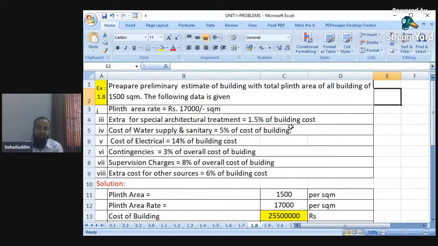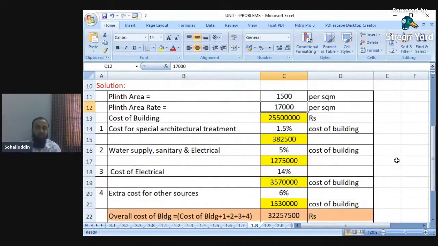But in this problem, the plinth area is directly given. In the last problem we saw the various percentages covered by veranda or walls, but here the plinth area is given directly. So it is more simple. Plinth area is directly given as 1,500, and the plinth area rate is given as 17,000.